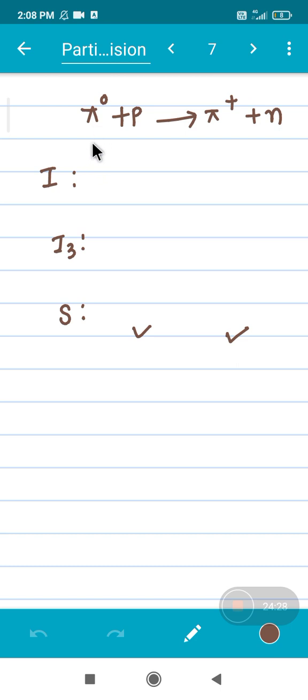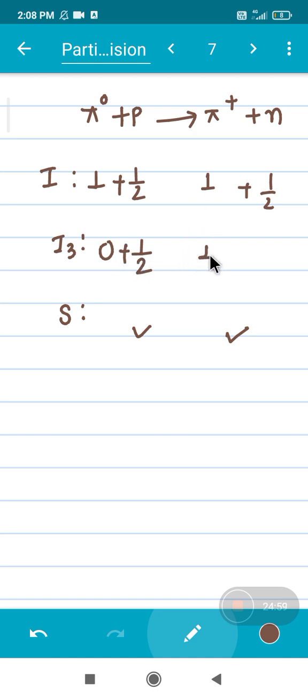Okay, now for pi 0, I value is 1, and for proton it is half, and similarly pi plus also it is 1, and for this it is half. So you can clearly see both sides it is just equal. Okay, now for pi 0, I3 will be 0, and proton I3 would be plus half, and for pi plus it will be plus 1, and for neutron it is minus half. So you can clearly see that for both sides the value is half. So all of the three, I, I3 and S, are conserved here. So what I can write, it is a strong interaction.